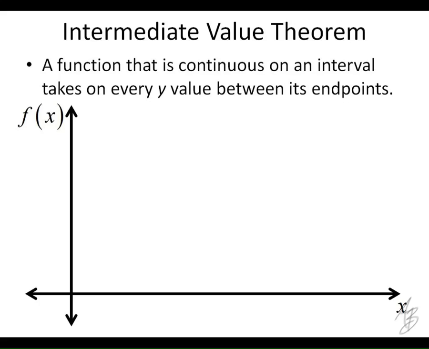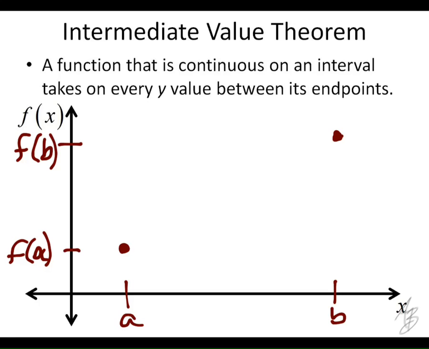And I'm going to recreate that picture I just had here. So let's say we have some function graphed on the y-axis on the interval from a to b, and the function takes on some value at a, we'll call it f of a. It takes on some value at b, we'll call it f of b. So what the intermediate value theorem looks at is the values of the function between f of a and f of b. And what the intermediate value theorem says is that if the function is continuous on the interval, then what has to happen? What do you think?